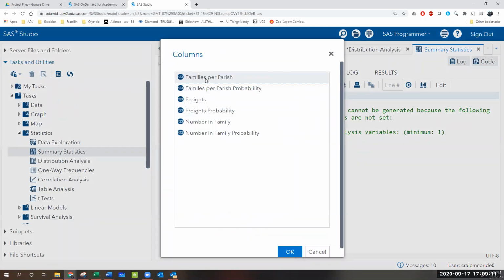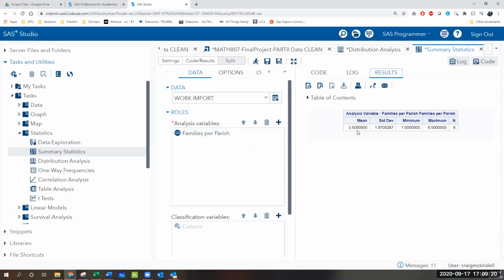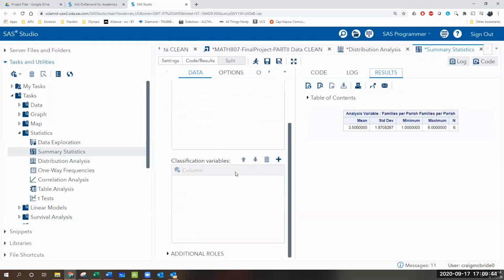So we're going to put families per parish as the analysis variable, but if we ran it right now, this mean is based on just the values from the distribution. Families per parish had the numbers 1, 2, 3, 4, 5, 6, 7, 8, and 9, and then they had their corresponding probabilities. So what 3.5 is, it's just the average of the numbers 1 through 9. That's not the actual average of that probability distribution.